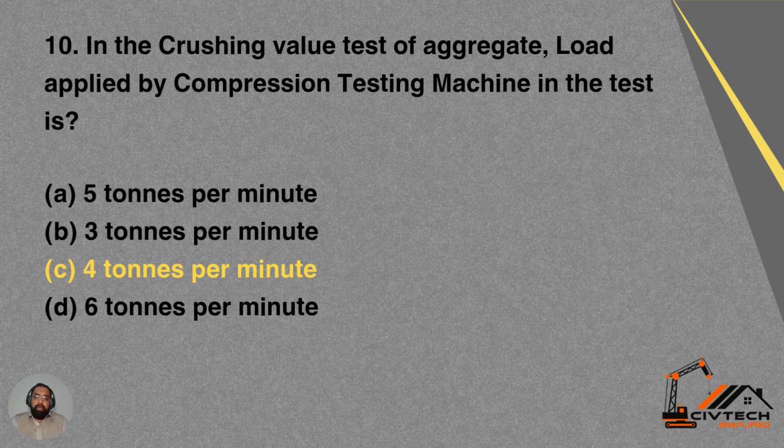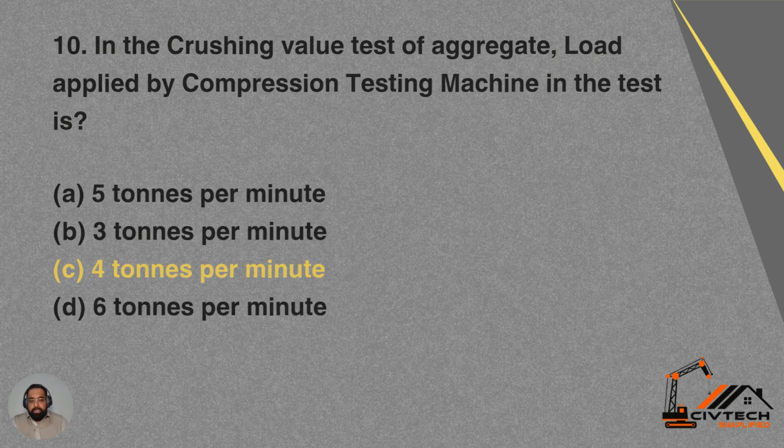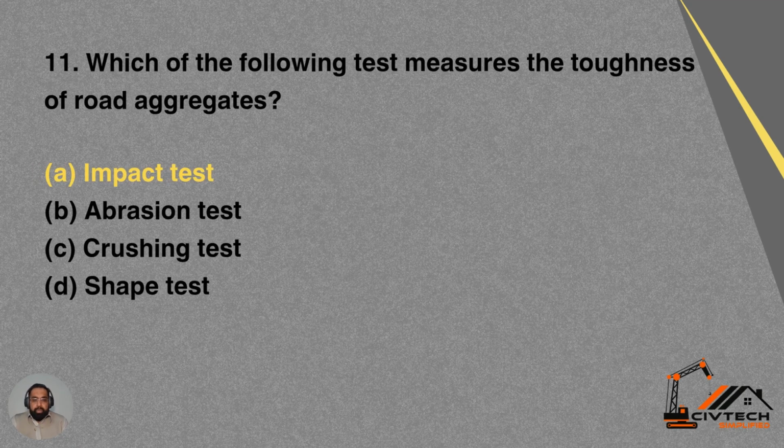Question number 10. In the crushing value test of aggregate, the load applied by the compression testing machine in the test is: option A, 5 tons per minute; option B, 3 tons per minute; option C, 4 tons per minute; option D, 6 tons per minute. So C is the correct answer. In the crushing value test of aggregate, 4 tons of load is applied by the compression machine. C is the correct answer.